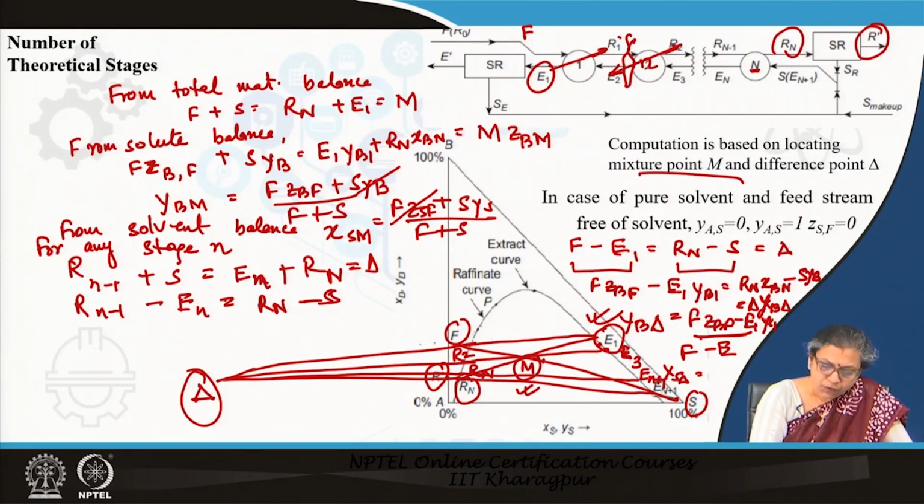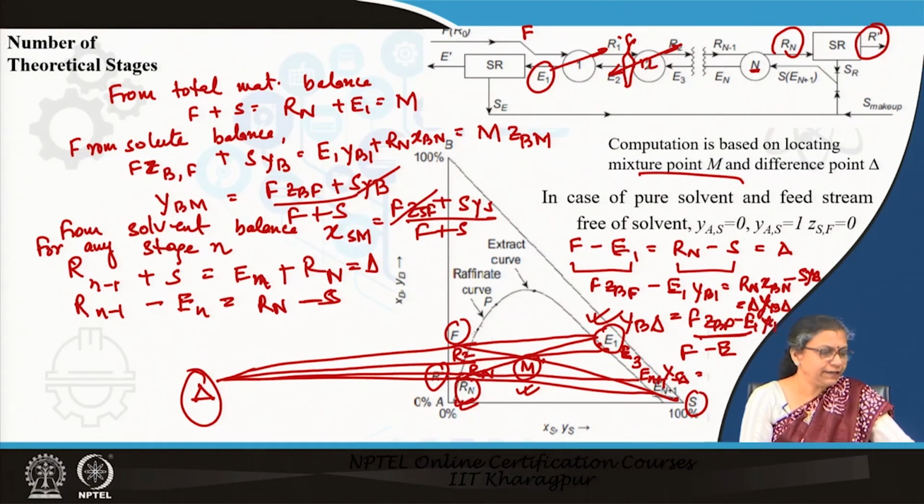So, therefore, from E1 you get R1, then from the delta point if you are joining and extending it, you are going to get E2. From E2 you draw the tie line, you will get R2. From the delta point you extend to R2 and then extend it, you get E3. You can keep on continuing this, and the number of times you are doing this gives you the number of stages. You keep on continuing till you reach the point Rn here.